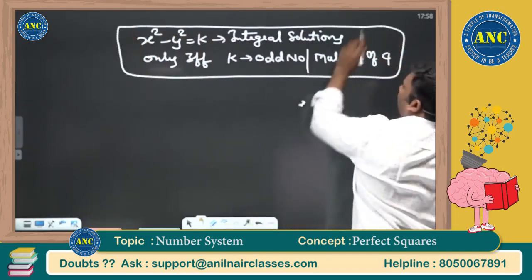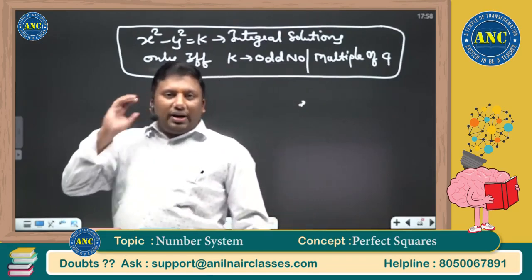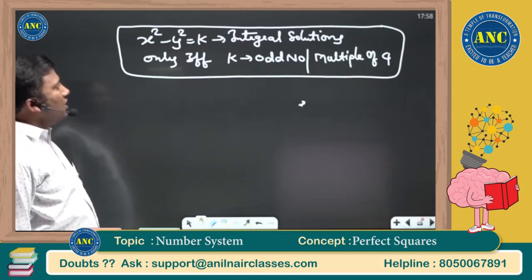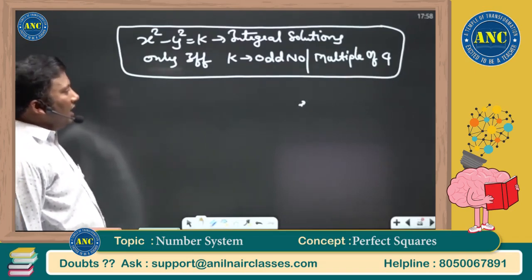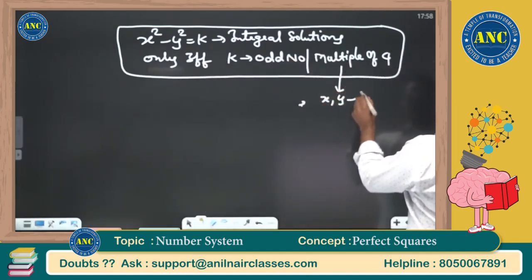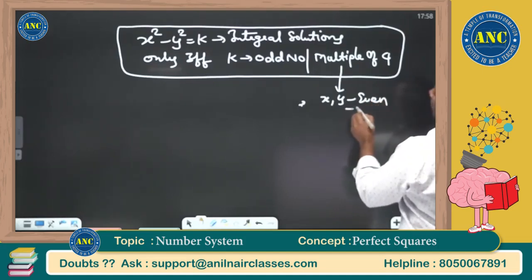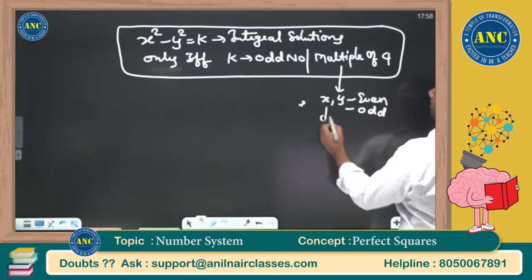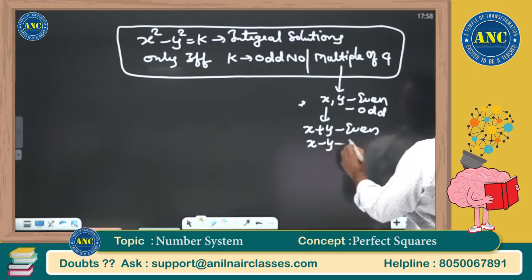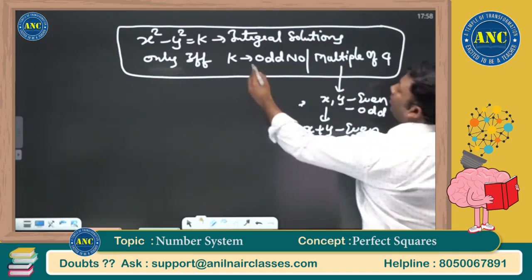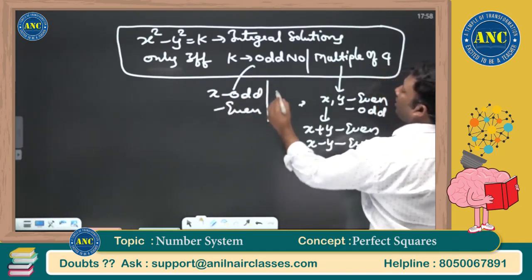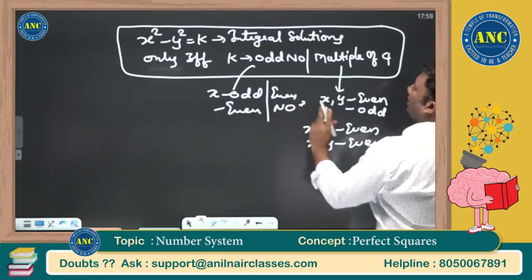X square minus y square equivalent to k has integral solutions only if k is an odd number or k is a multiple of 4. When is k a multiple of 4? When x and y both are even or both are odd numbers. If both are even numbers, x plus y will be an even number and x minus y will be an even number. When will it be an odd number? When one is an odd number, another is an even number, or one is an even number, another is an odd number.